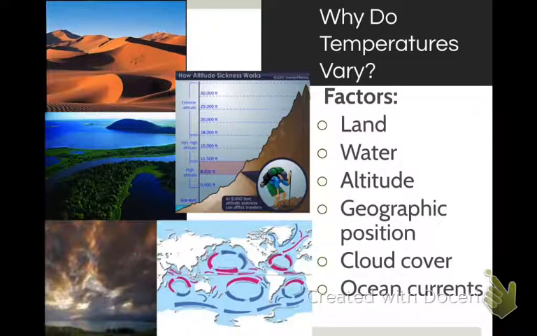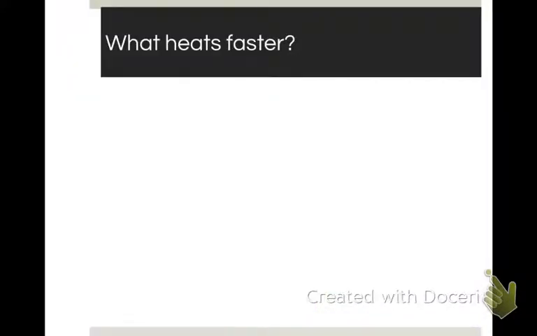We've talked about cloud cover because of the albedo effect. Remember, it's going to be cooler in the day and warmer at night. And then we will talk about ocean currents. That's the only one we haven't gotten to yet. But all of those things make temperatures vary. So what heats faster? Land. What cools faster? Land. AKA land changes temperature quickly.